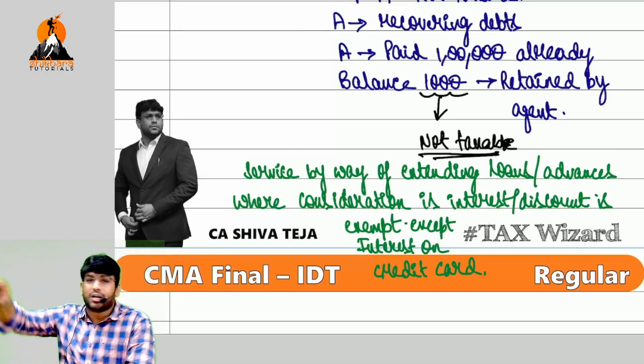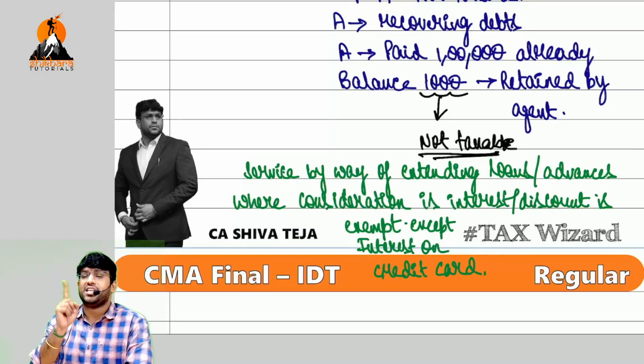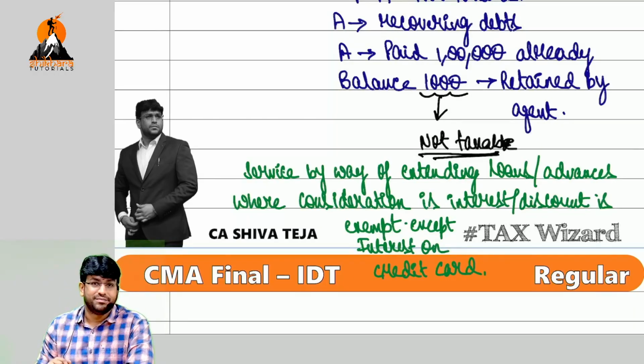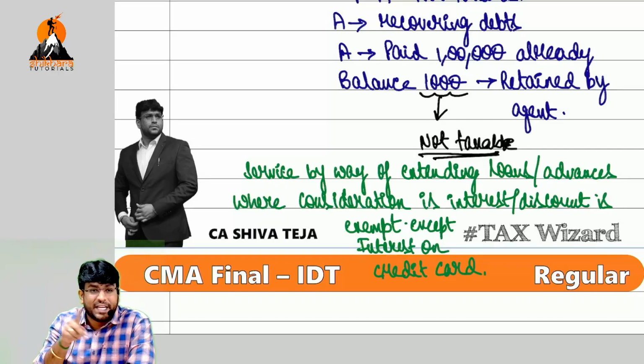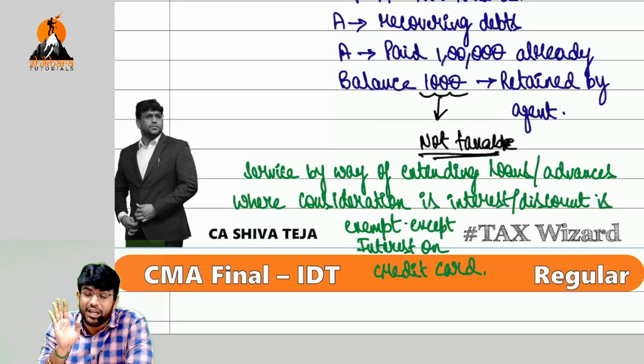I have a fixed deposit in the bank on which interest is coming. But I never pay GST on that interest. The reason is that it is exempt. Only where it is taxable is interest on credit card. When we make a delay in credit card payment, we have to pay interest, no sir. On that interest, GST will come. If not, on interest, there is never a GST as such.